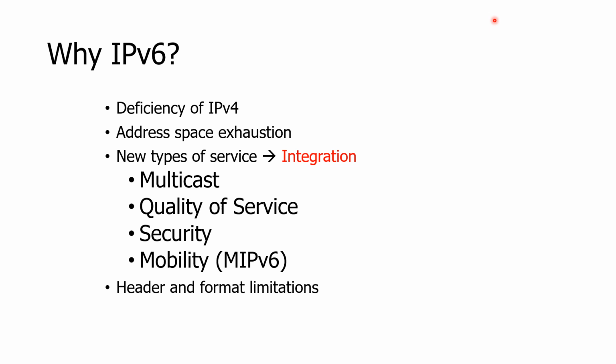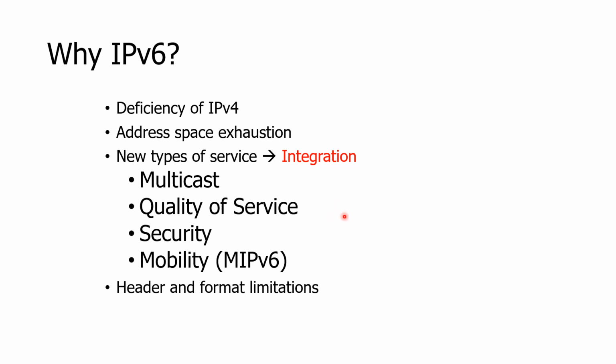The deficiencies of IP version 4 are these. IP version 4 has about 4.3 billion addresses, which are running out due to the increasing number of devices. IP version 4 struggles to support new services like real-time applications, for example, video and voice. While IP version 4 supports multicast, its capabilities are limited compared to new standards.